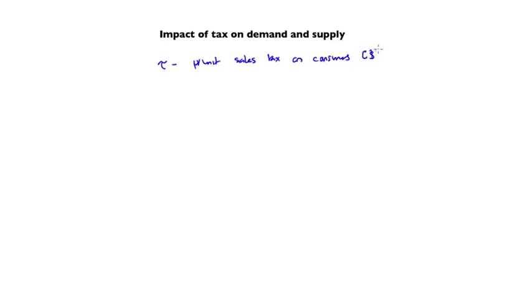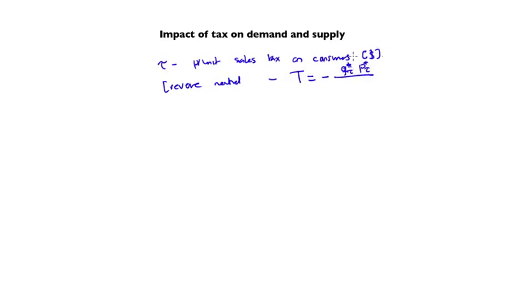So let tau be the per unit sales tax on consumers. And this is in dollars. And remember, it's going to be revenue neutral. So this implies there's going to be a transfer, because it's a transfer. Whatever is raised by the tax, this is the equilibrium price given the tax. This is the amount of quantity purchased.